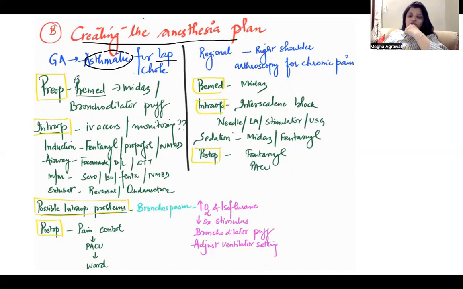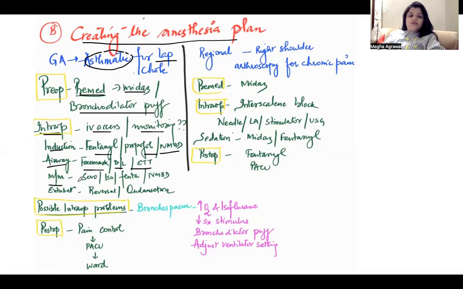So preoperatively, before we take the patient for anesthesia, we want to give the patient some pre-medication. We want to give midazolam for anxiety, and we want to give the bronchodilator puff. So we ask the patient to continue the bronchodilator puff the patient is already taking before coming to the operation theater. And then the intraoperative course: the IV access, monitoring done in all the patients, induction, whatever we plan for, like fentanyl, propofol, neuromuscular blocking drugs, airway, first of all face mask for bag and mask, then under direct laryngoscopy, endotracheal intubation. Nowadays, even supraglottic airway devices are used. So we have to decide everything beforehand.